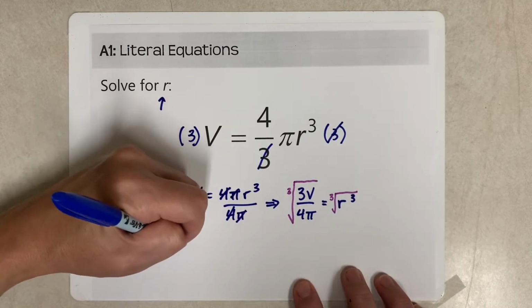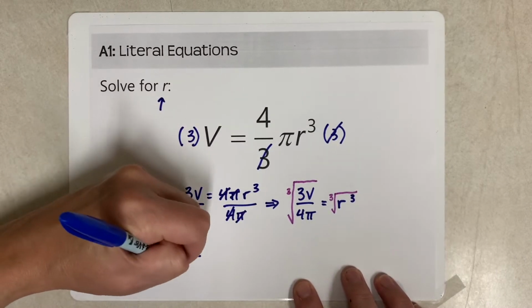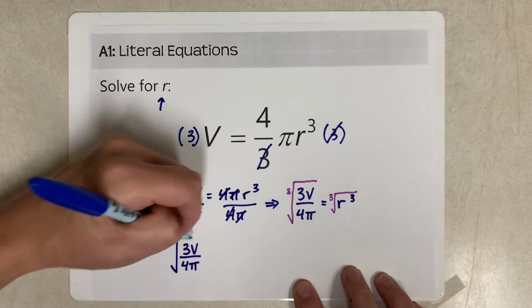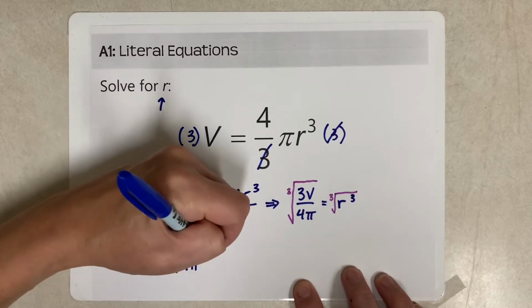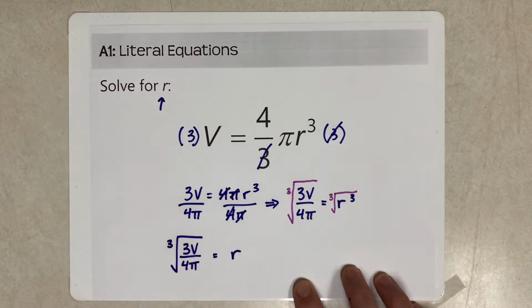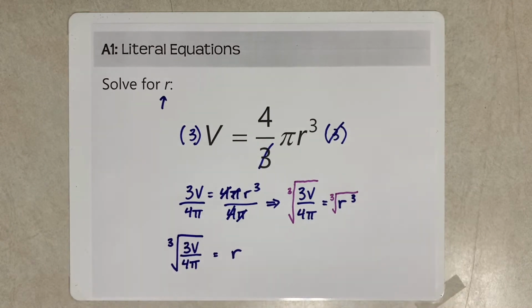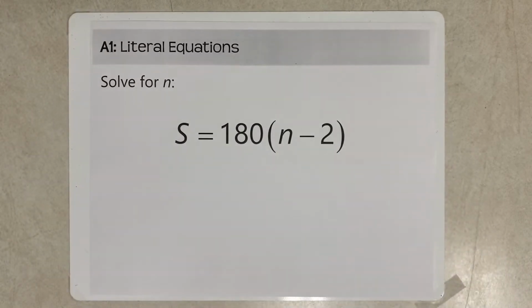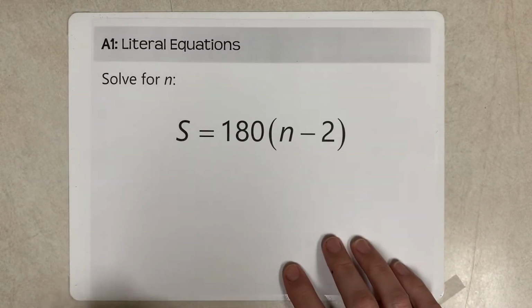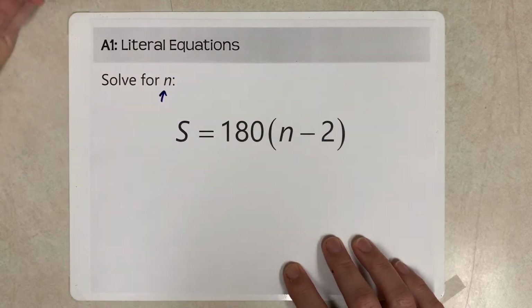And now here's what I've got. The cube root of 3v over 4 pi equals r by itself. That's a little bit tougher to put in a computer, like at the end of the year if you have a computer test where you have to enter your answer. It can be done, and we'll practice that at the end of the year, but that's pretty much how you need to handle that. This one is another geometry formula, and it's asking us to solve for n.